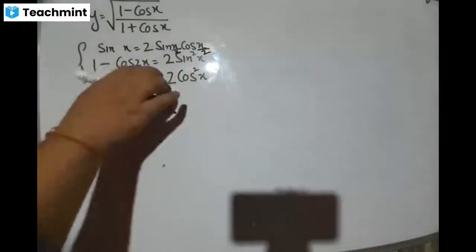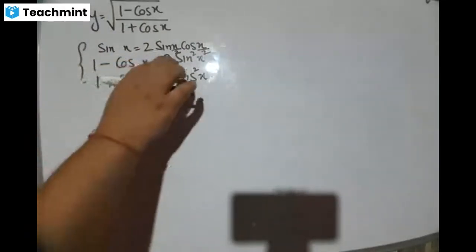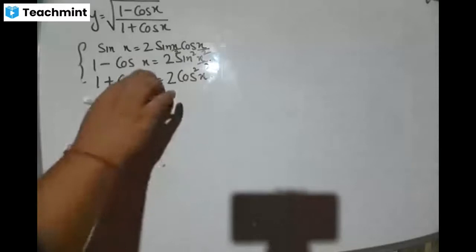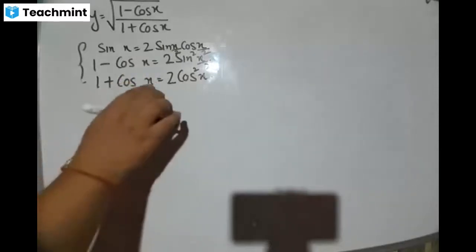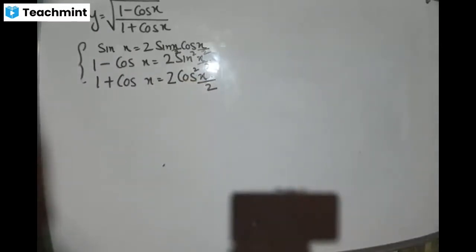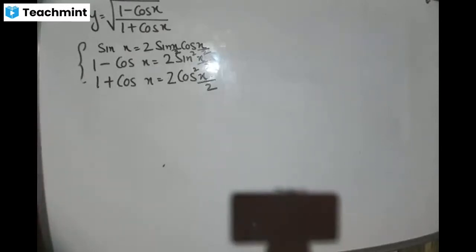Similarly, 1 minus cos 2x, divide by 2, so the 2 will vanish. So 1 minus cos x will be 2 sine square x by 2. Again, 1 plus cos 2x, divide by 2, 2 and 2 will vanish. So 1 plus cos x will be 2 cos square x by 2. So this is the formula for sub multiple angle. Okay, so let me use this.